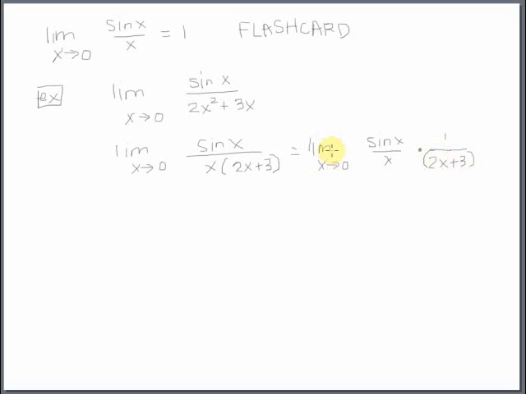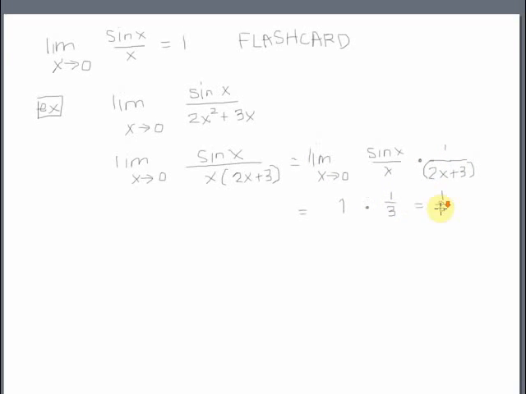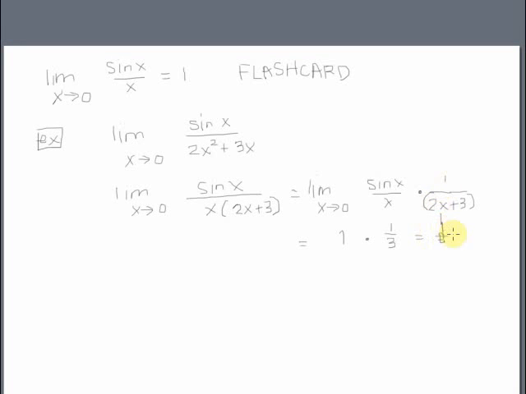And we know from the laws of limits that we can take the limit of each of those separately. So the limit as x approaches 0 of sine x over x, from our flashcard, we know that this equals 1. And then we also know that when we substitute the 0 into here, that we get 1/3. So the limit would be 1 times 1/3, which equals 1/3. Okay, sorry, that was just me accidentally hitting scroll.